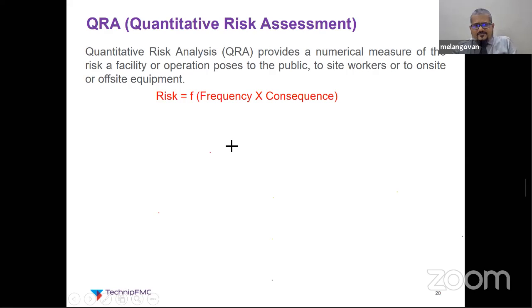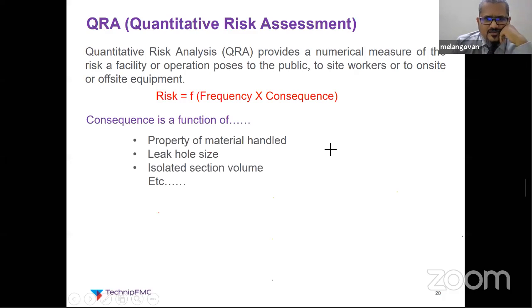By definition, risk is a function of frequency and consequence. Consequence, as we discussed in the previous slide, is a function of the property of the material handled. For example, is it flammable or toxic? If it's flammable, what is the flash point? Is it easily ignitable or less ignitable? Likewise, leak hole size. What is the hole size where the leak is happening? And isolated section volume. For example, if we assume the leak from the diesel storage tank, what is the capacity of the diesel storage tank?